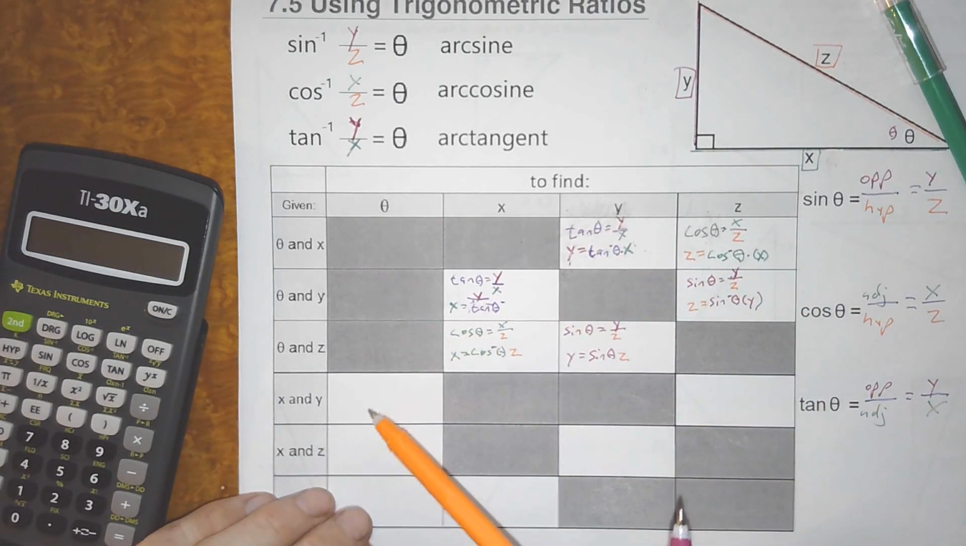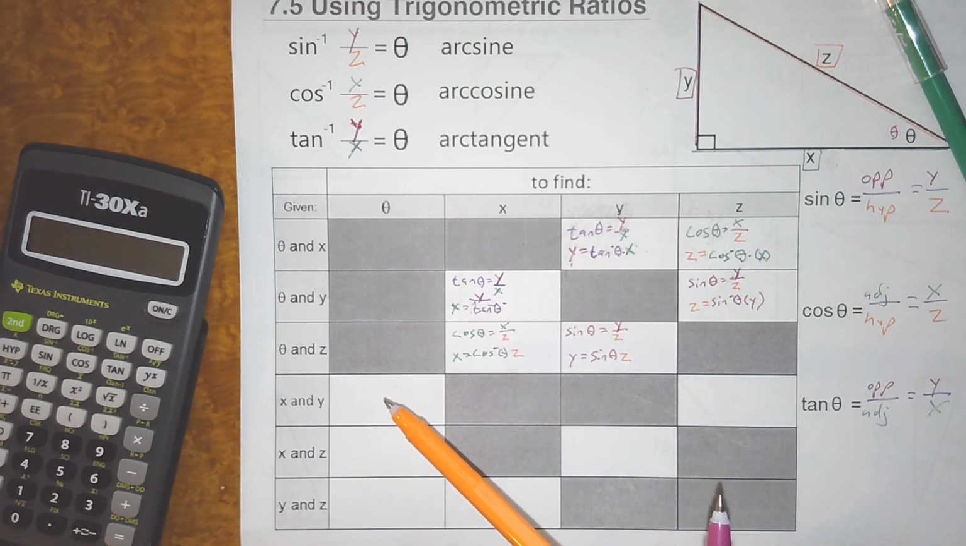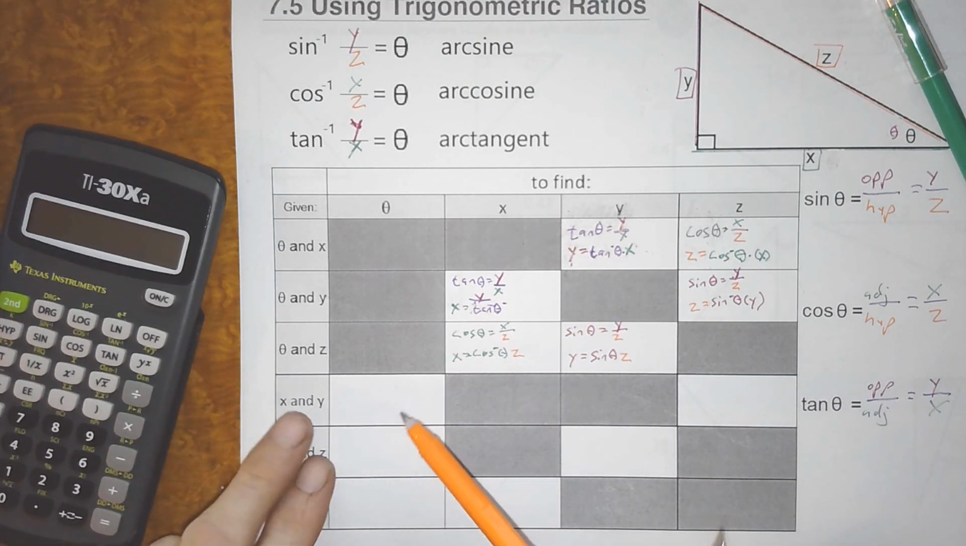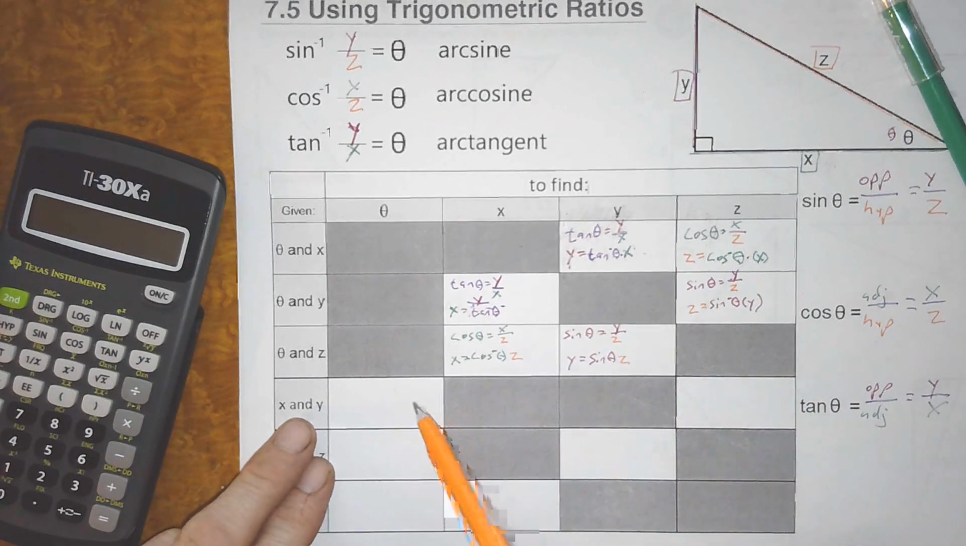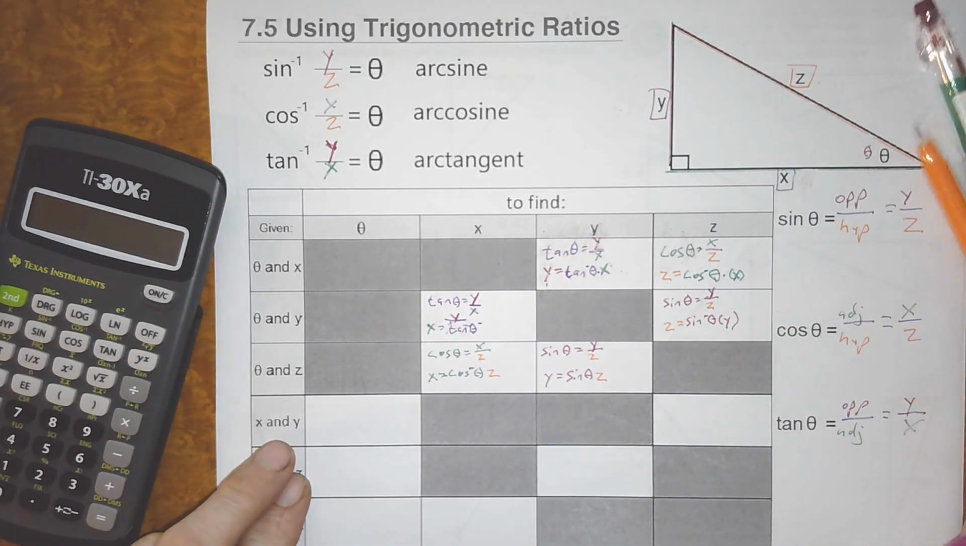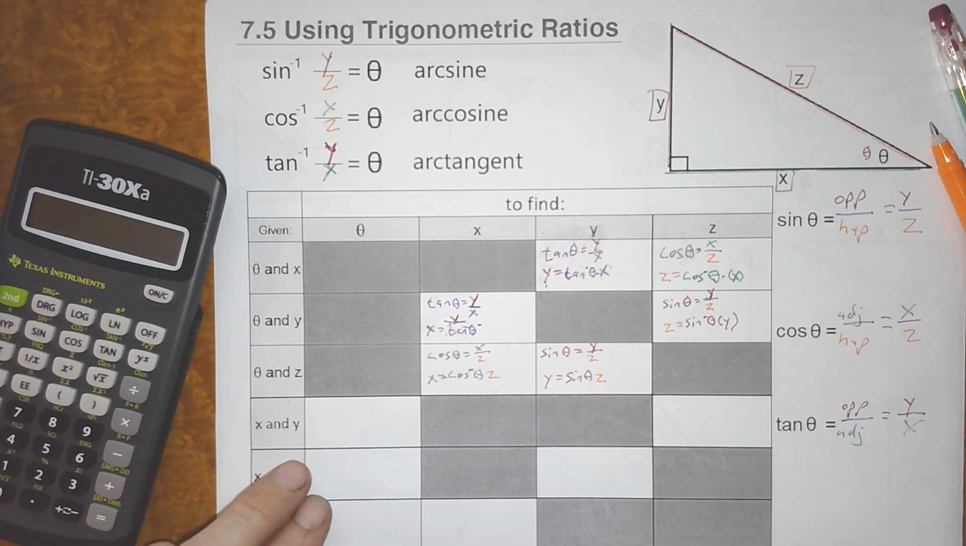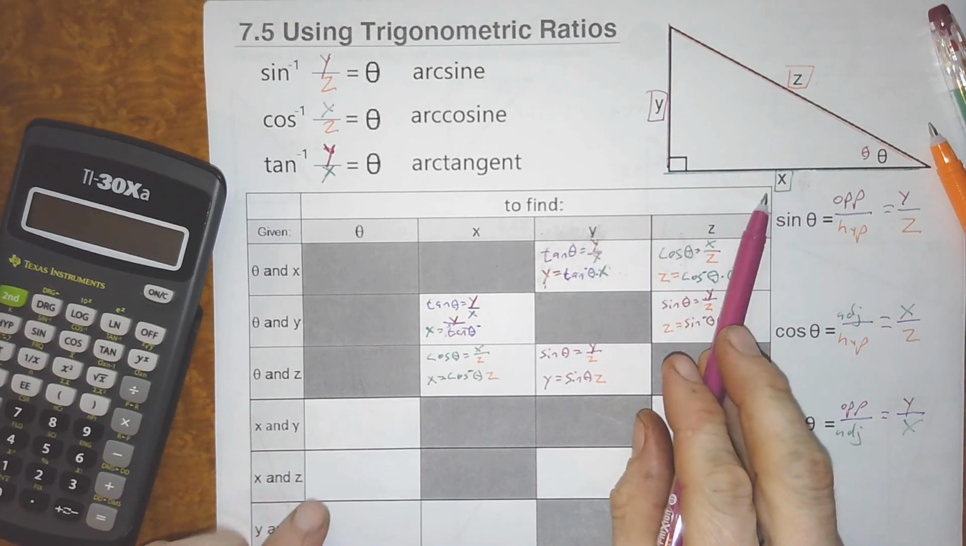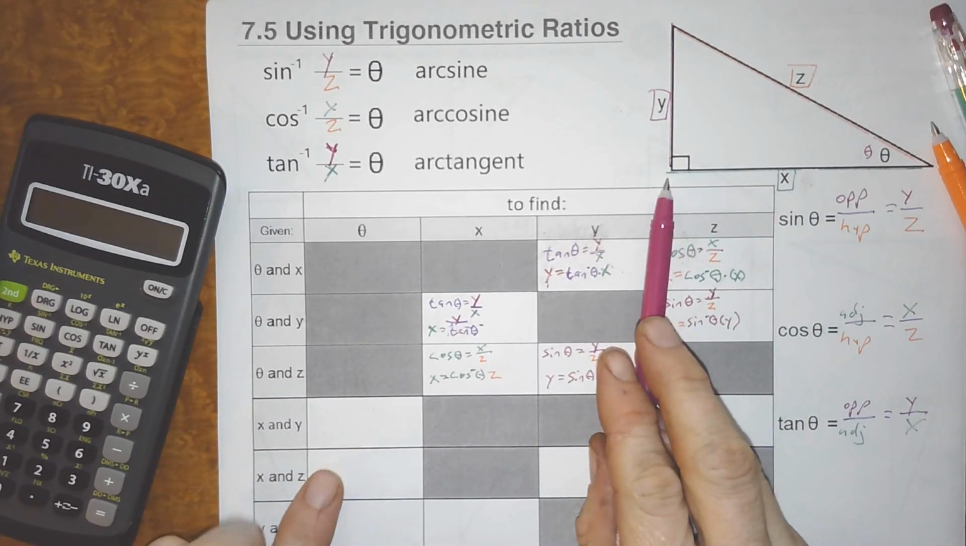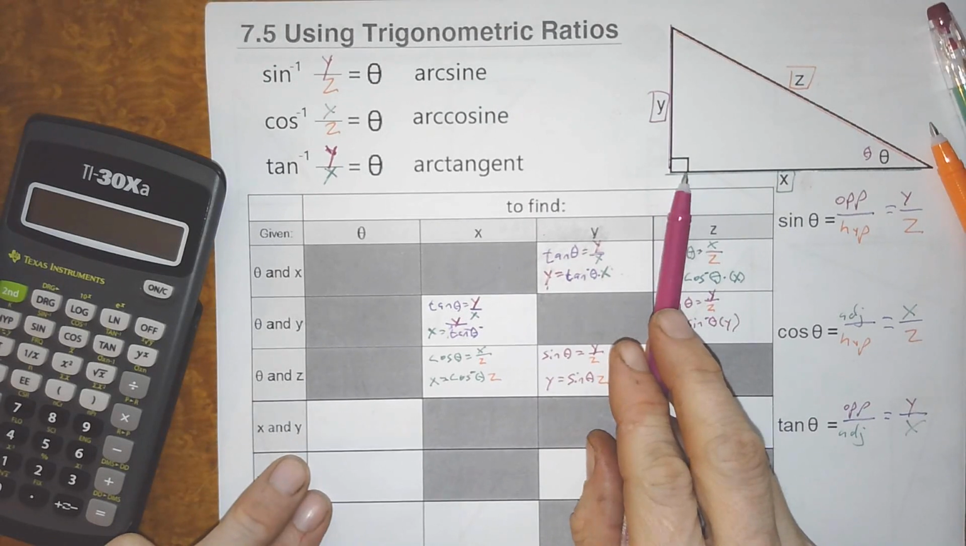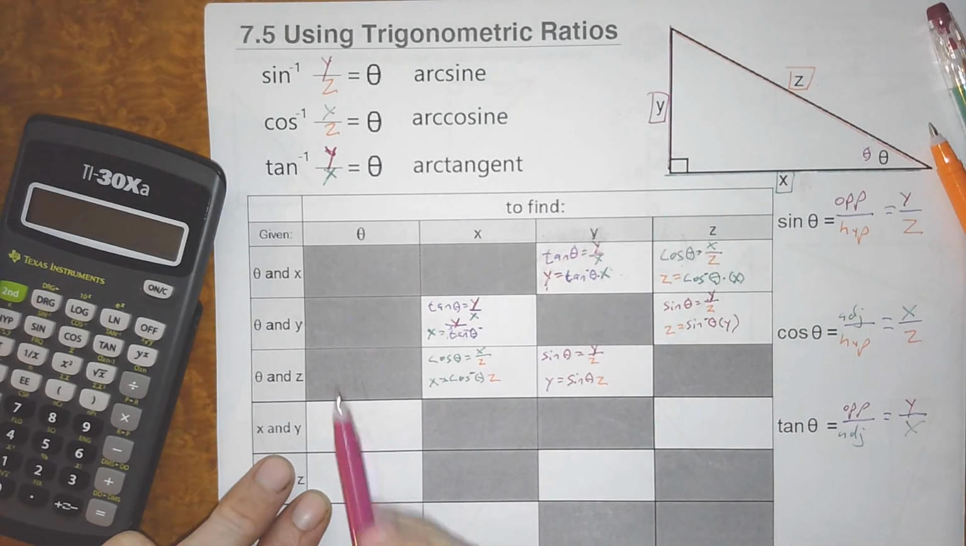Okay. But, so x and y here. If I'm given x and y, how do I figure out theta and z? So, if I'm given x and y, how do I figure out theta? Right? So, let's see.